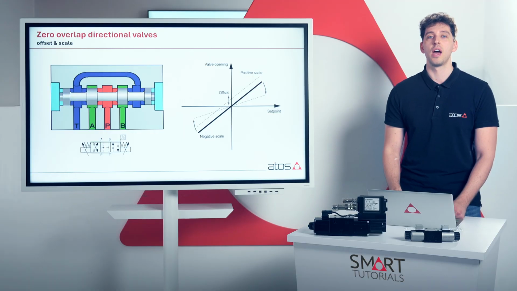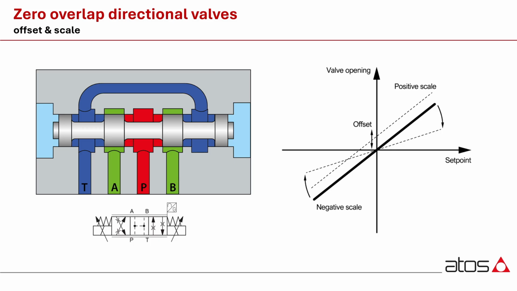Now, let's have a look at directional valve with zero spool overlap. In this case, there is no mechanical deadband, because the spool edges align precisely with the ports. This means that oil starts flowing immediately as the spool begins to move, and therefore deadband compensation function is not necessary for this category of proportional valves.